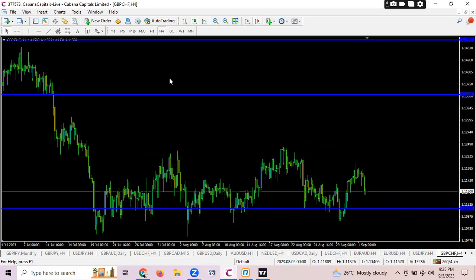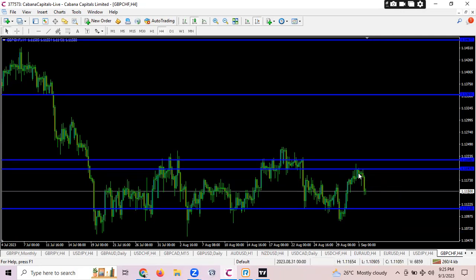Okay, so on 4 hour, you could also identify resistance here, because waiting for resistance on monthly to break will take time. So if you don't want to wait for the monthly resistance to be broken before you execute a buy, you could work with a resistance on 4 hour. Okay, buy above this zone, sell below this zone.